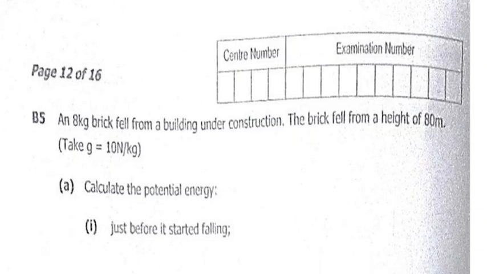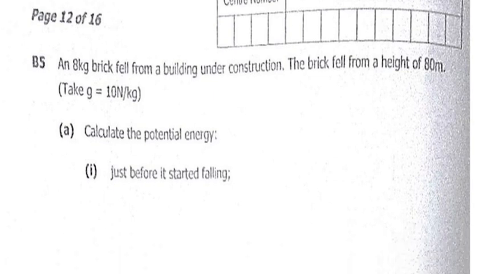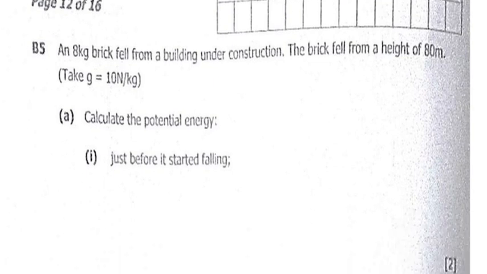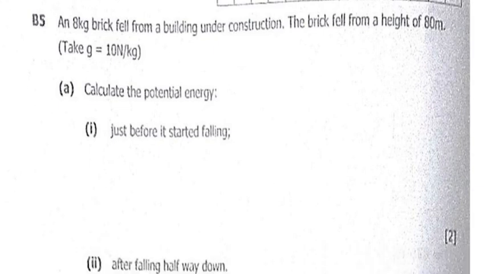We have question B5. An 8 kilogram brick fell from a building under construction. The brick fell from a height of 80 meters. Take g to be 10 newtons per kg. The first question, calculate the potential energy. Now, how do we find potential energy? It's easier.